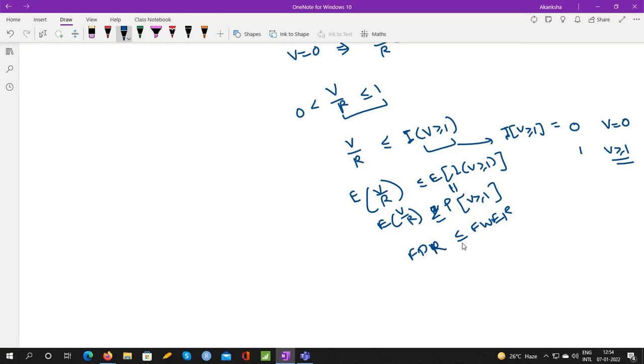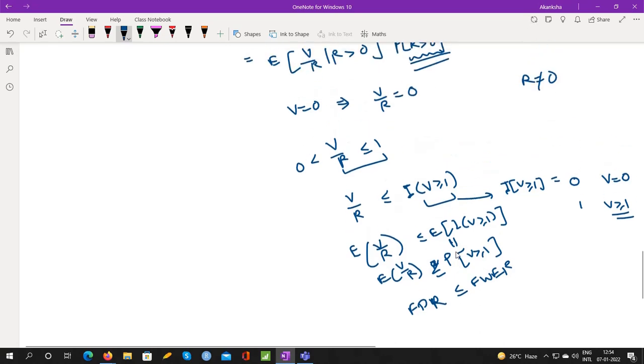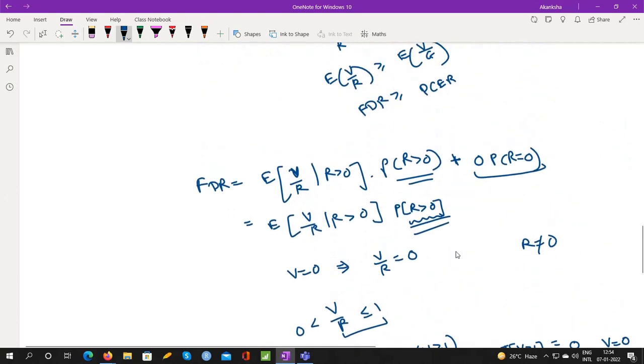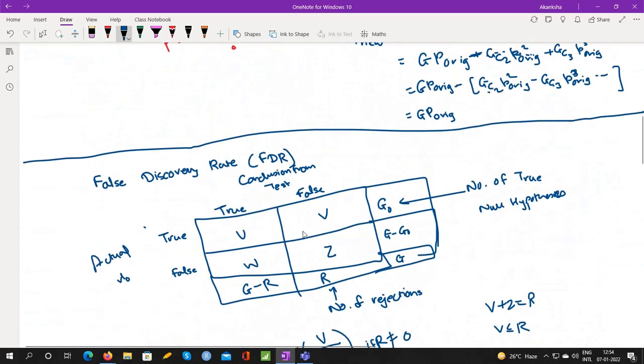Okay. Okay so far? But all this is under the assumption that at least some of the hypotheses are not true. Okay, so G naught is less than G. This is all under this assumption. What is G naught? G naught is the number of true null hypotheses.